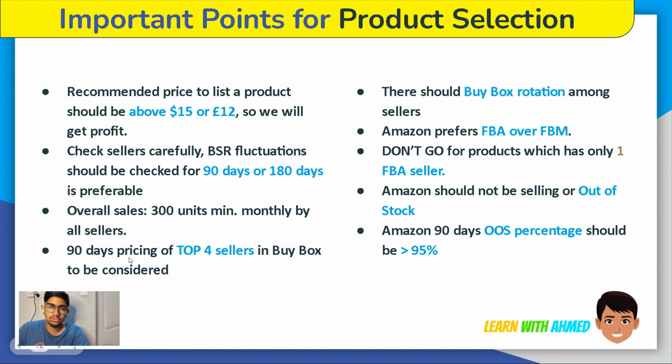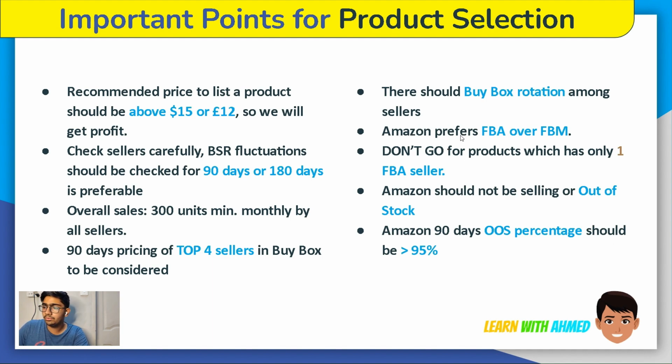But you need to make sure that if there are 10 sellers and 9 of them are selling in the range of 22 to 23, but only one seller is selling at 20, 19, 18 or 21, you should go for the average one in which everyone is selling around 22 to 23. There should be buy box rotation among these sellers. I'm going to show this to you in part 2 with Keepa.